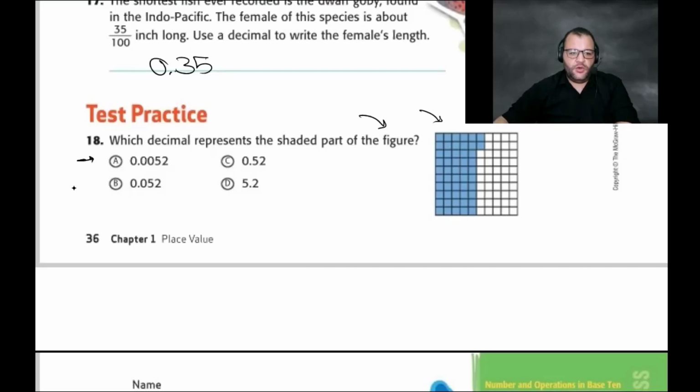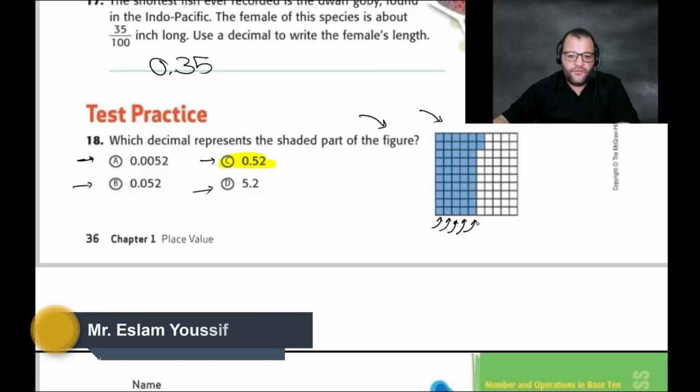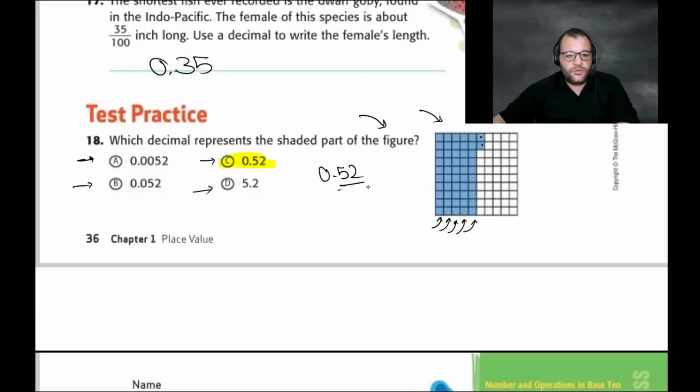The answer is A or B or C or D. 0.52. The answer is C. Because if you look at this part, you will find that we shade only 52: 10, 20, 30, 40, 50, and 51, and here's 52. So it will be 0.52. And this shape, we know that this shape is called 100. So it will be 52 over 100.